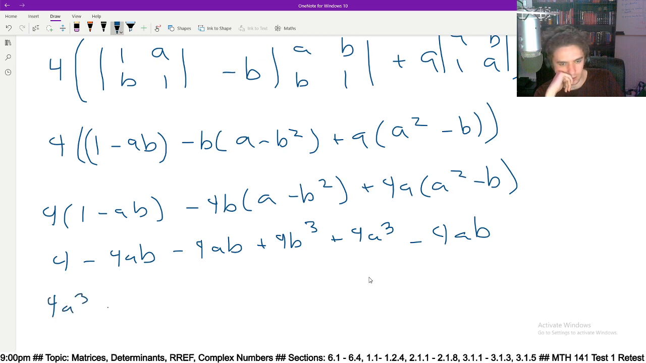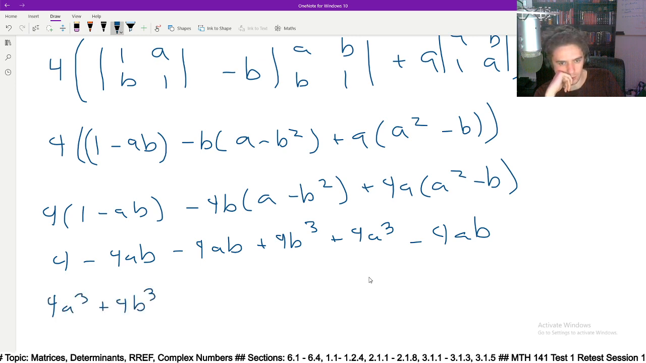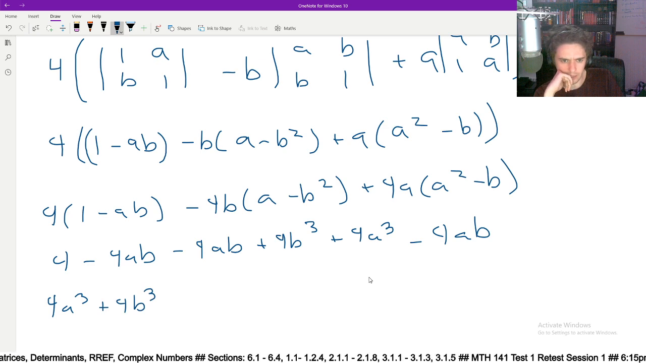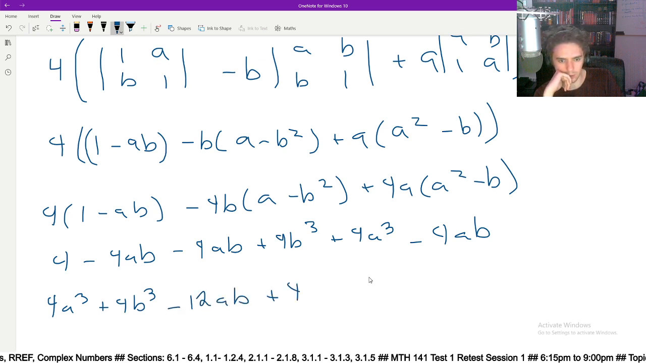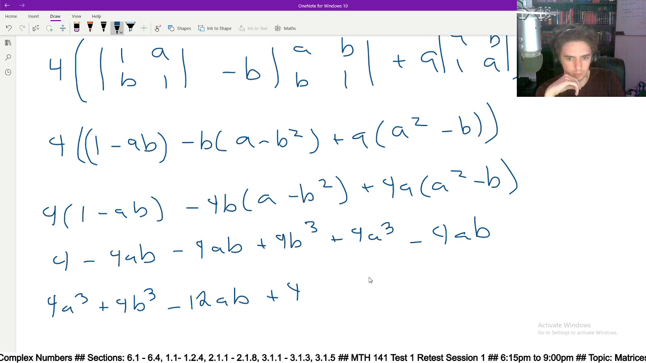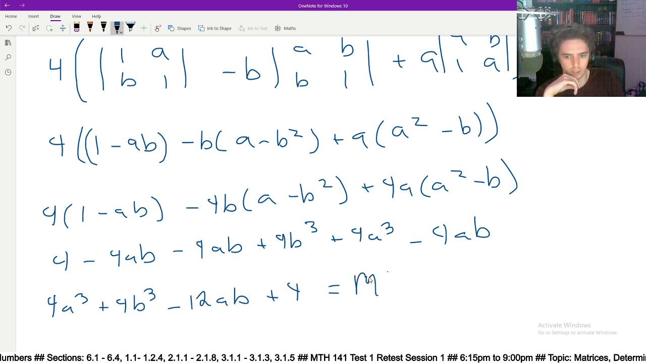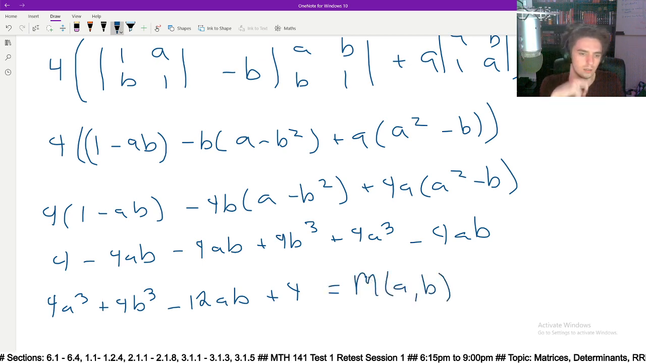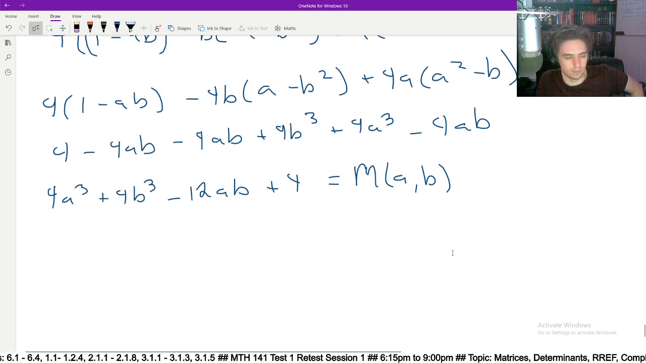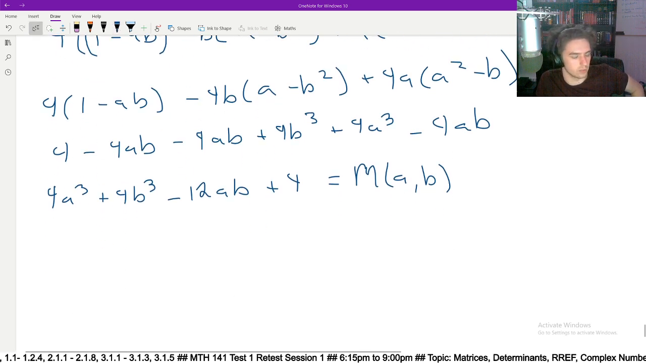Yeah. 4a cubed plus 4b cubed. Now just the ab's. Yeah. So minus 12ab plus 4, and that's equal to the function m(a,b). Right, exactly. Okay, so then there we go. We solved it in terms of a and b.